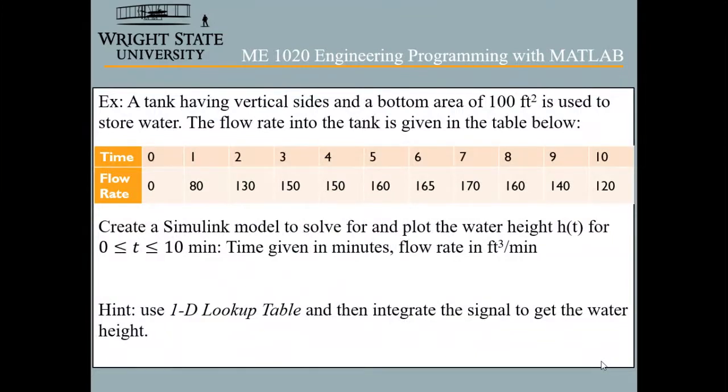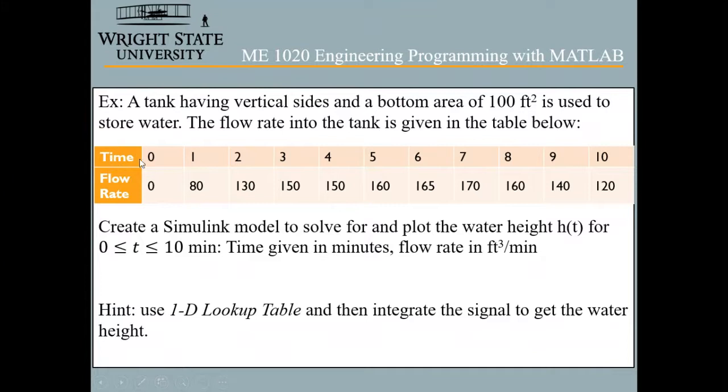It's a fairly similar example to what we've done before. I can't remember if it's exactly the same as an example we did for interpolation, but it's very similar. So I've got a tank with a bottom area of 100 feet, and it's used to store water. The flow into the tank is given in the table below. So you have a flow rate in that's varying with respect to time.